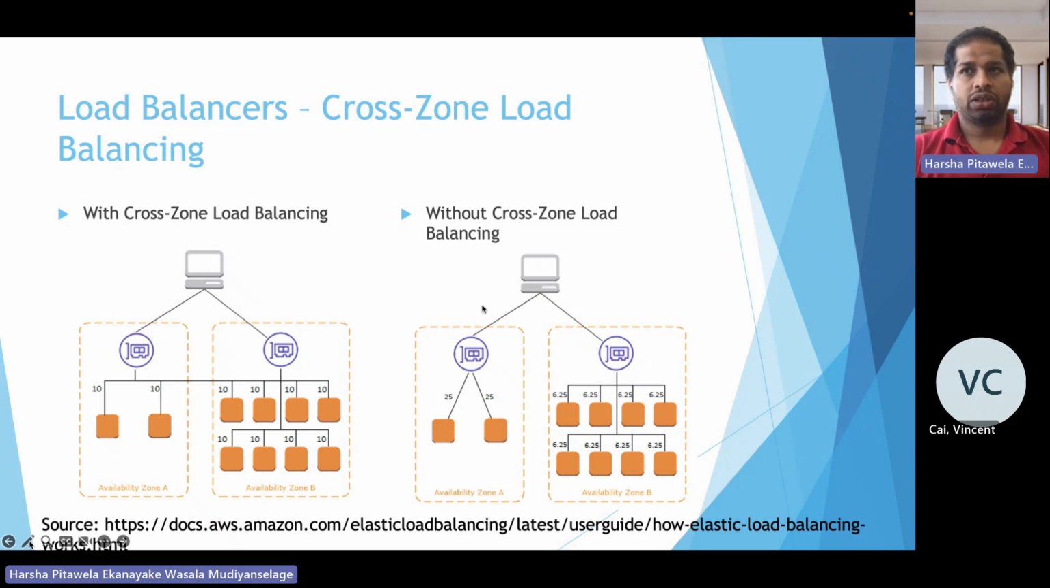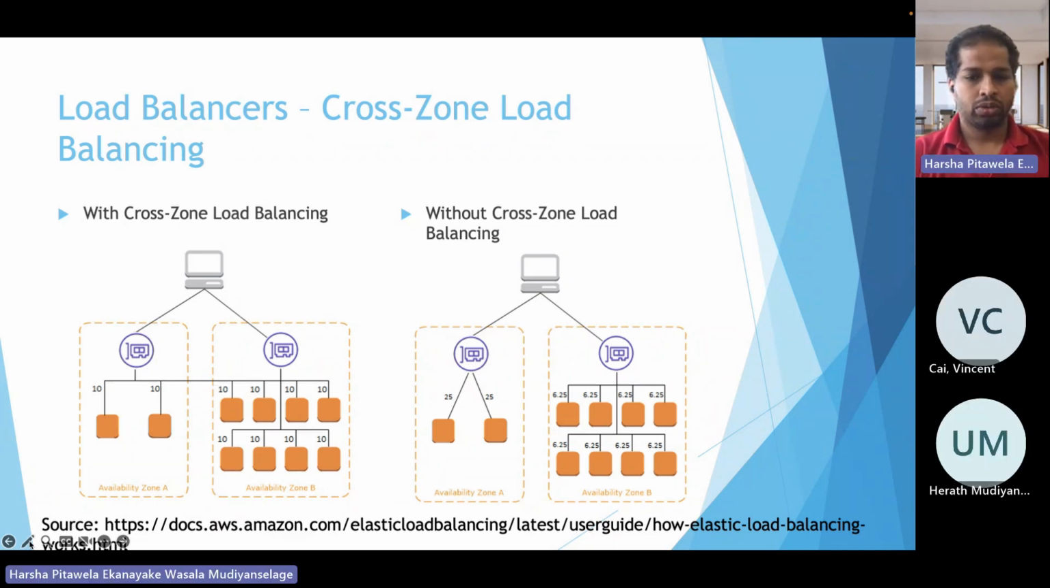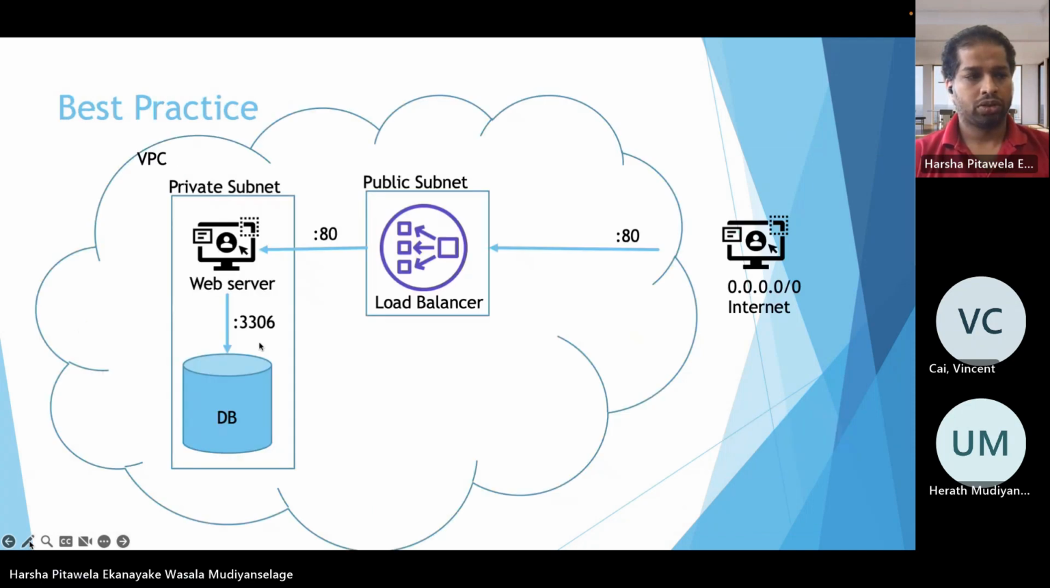And for your information, with application load balancers cross-zone load balancing is usually enabled, but with network load balancers you have to go and enable it manually, unlike the application load balancer. So this is one of the best practices of infrastructure implementation.